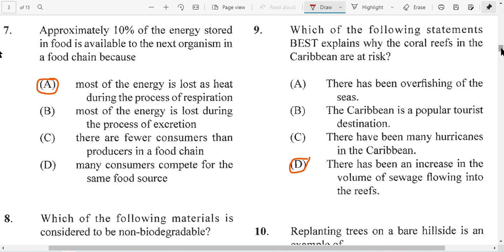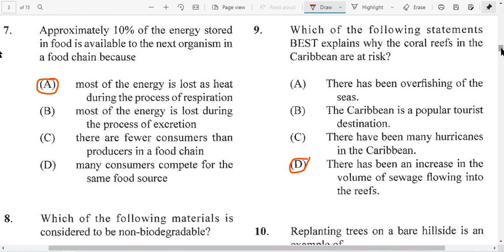The Caribbean is a popular tourist destination. Not all tourists coming into the Caribbean are actually going to the coral reef. There have been many hurricanes in the Caribbean. That is, of course, true. But I think D is the one that pretty much stands out. There has been an increase in the volume of sewage flowing into the reef. As population increases and sewage treatment increases, what does that mean?